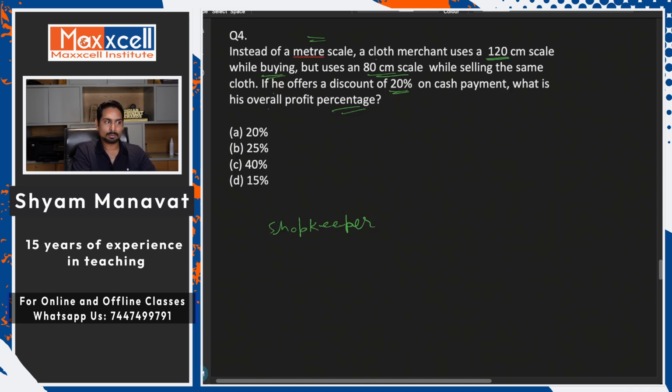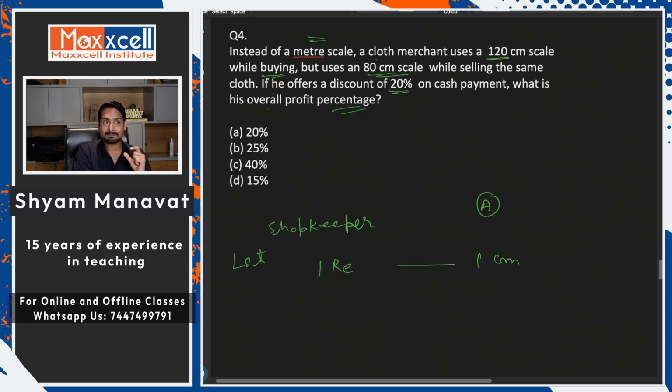Now, I need to assume some values. So let me assume a number. The wholesale dealer is saying to this dishonest shopkeeper, let's name this shopkeeper Mr. A, that I will be giving this cloth to you at 1 rupee for 1 centimeter. This I assumed. It's easy to assume this way instead of X and Y.